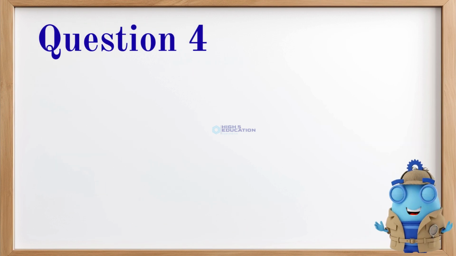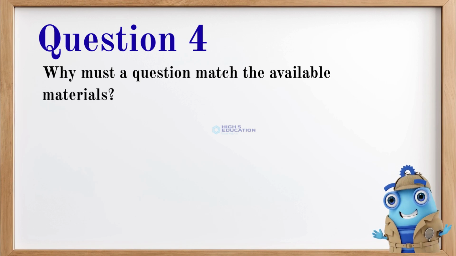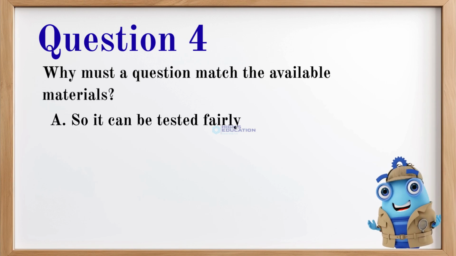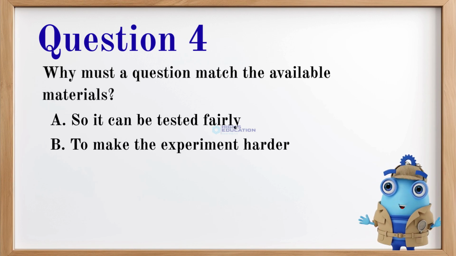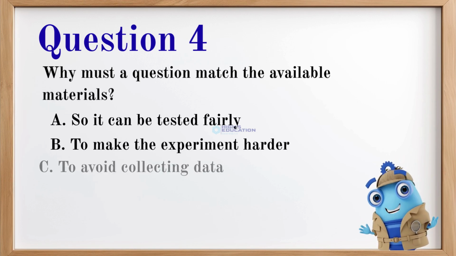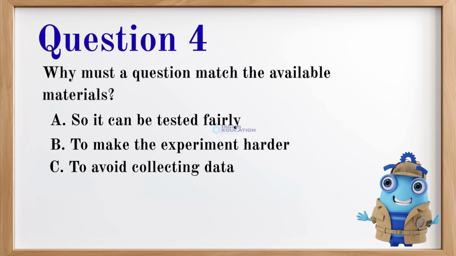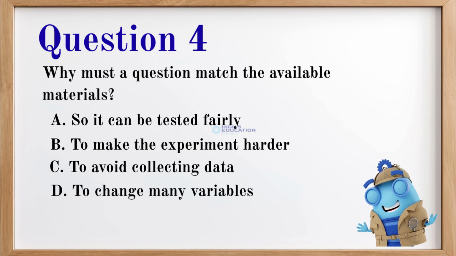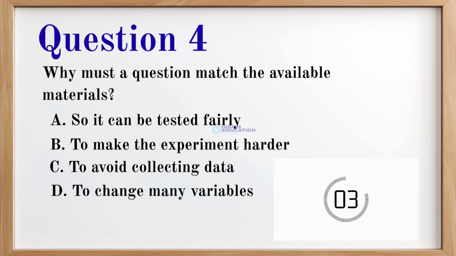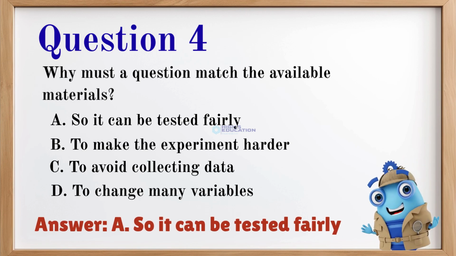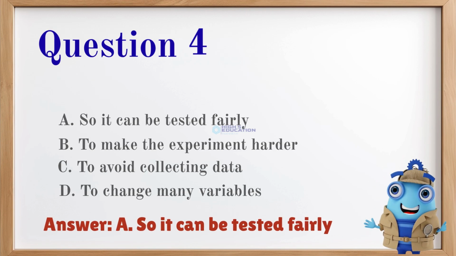Question 4. Why must a question match the available materials? A. So it can be tested fairly. B. To make the experiment harder. C. To avoid collecting data. Or D. To change many variables. The correct answer is letter A. So it can be tested fairly.